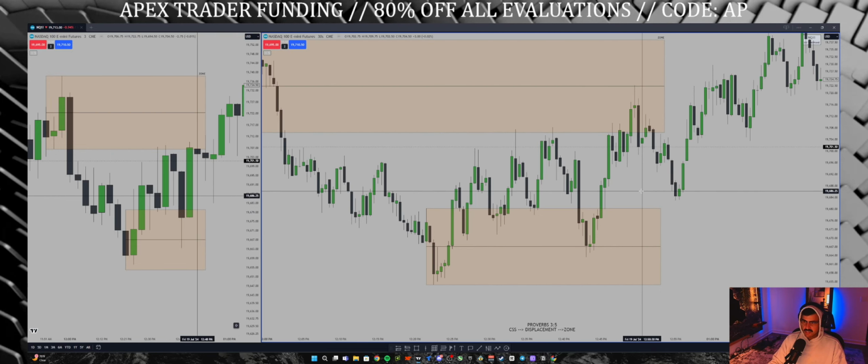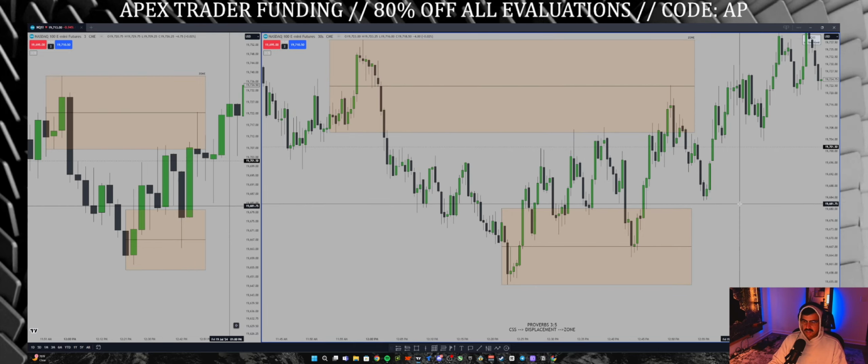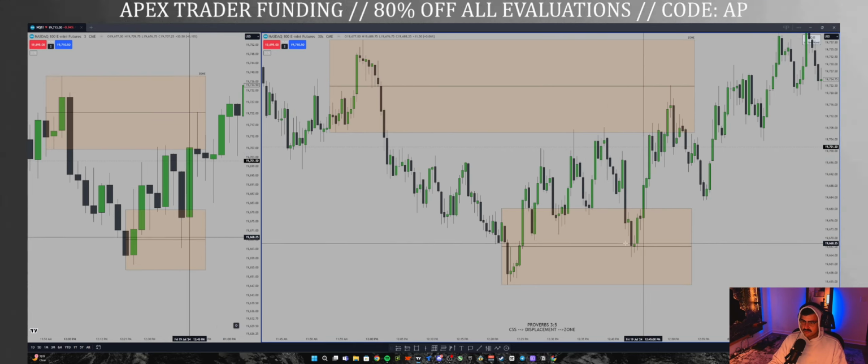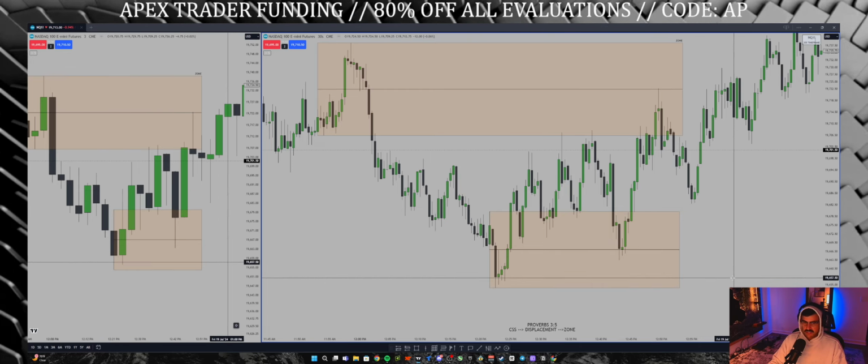Ultimately, what we see price do right here is we come up, we tap this unmitigated area up here, sends us down to where? The 50% of this, which perfectly lines up with that 3-minute CSS over here.